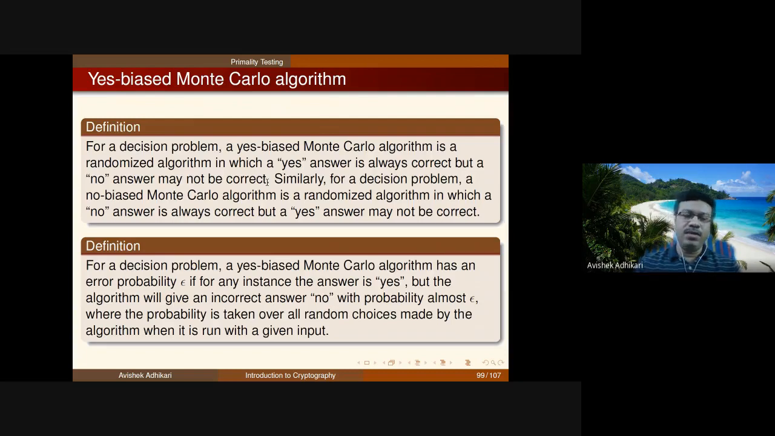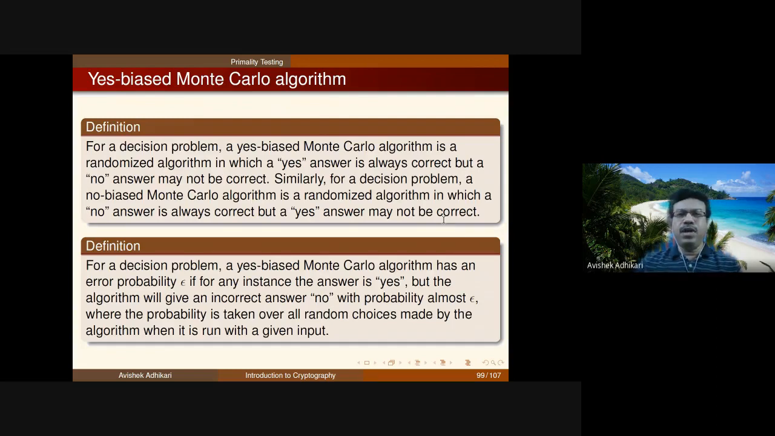So that's why, in one stage, if you get the yes answer, then suddenly you are done. Similarly, for a decision problem, a no-biased Monte Carlo algorithm is a randomized algorithm in which a no answer is always correct, but a yes answer may not be correct. If you have a yes-biased Monte Carlo algorithm, then if you get a yes answer, you are done. But if the answer is no, there might be some chance that you get a wrong answer saying it's no.